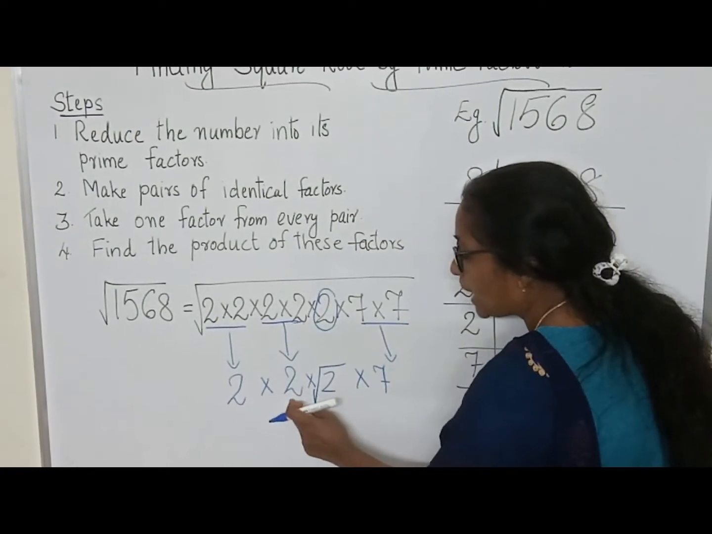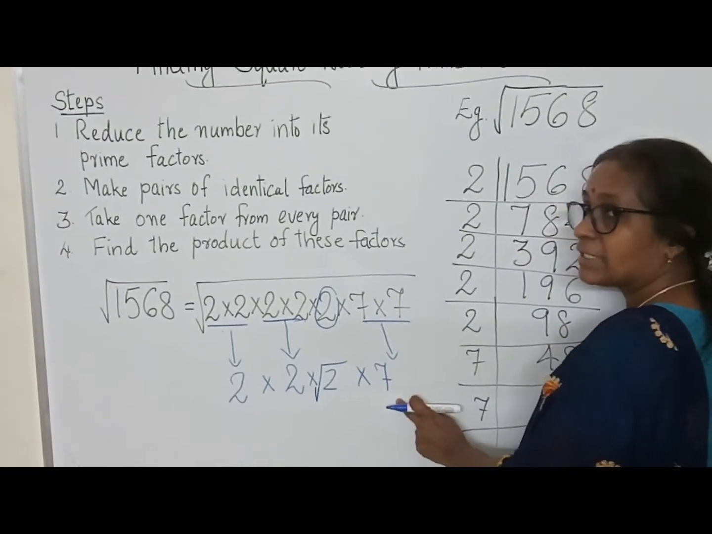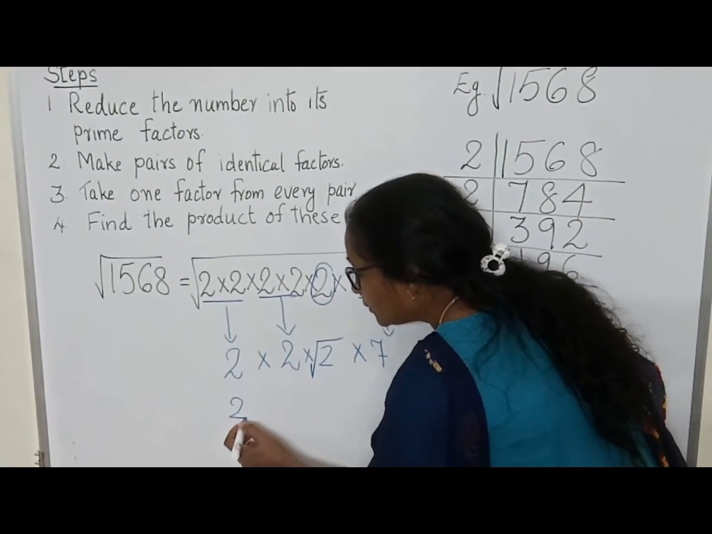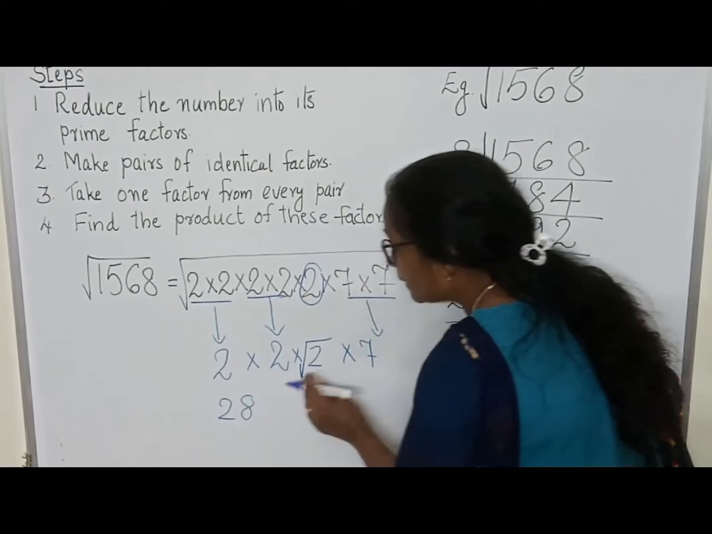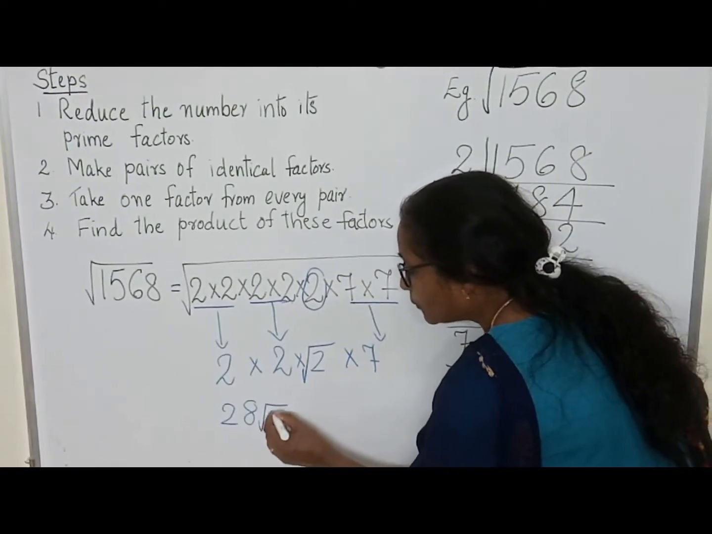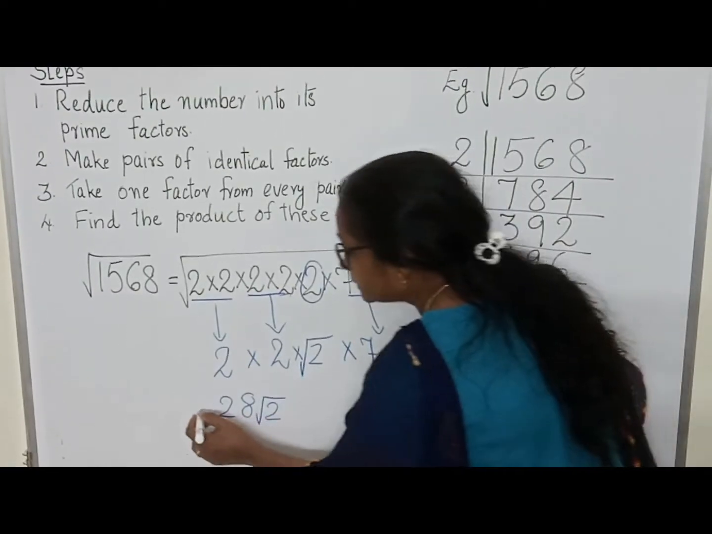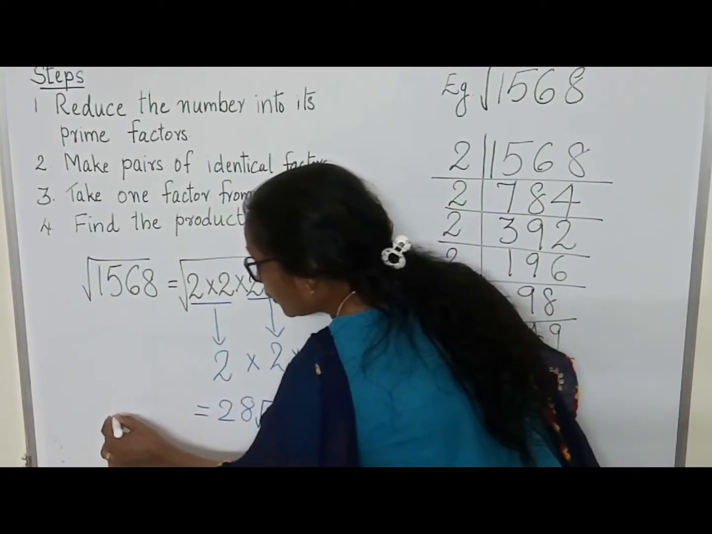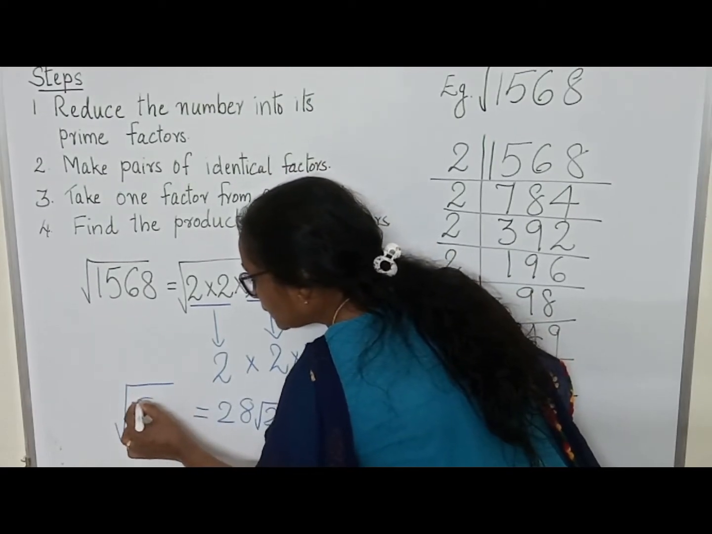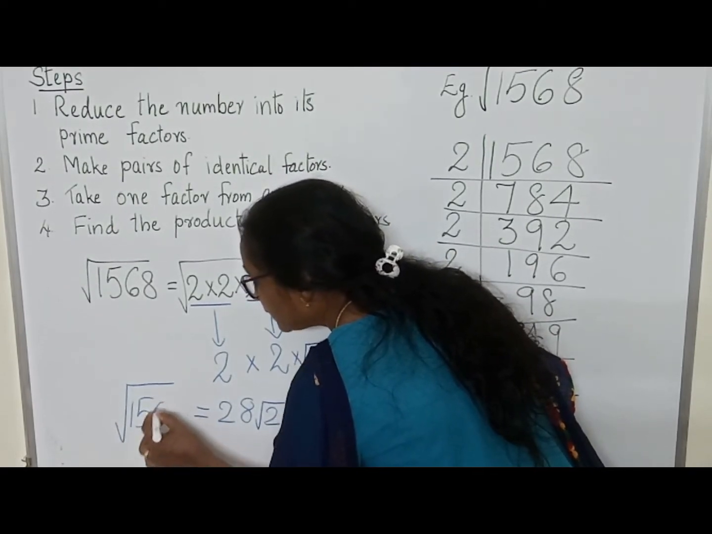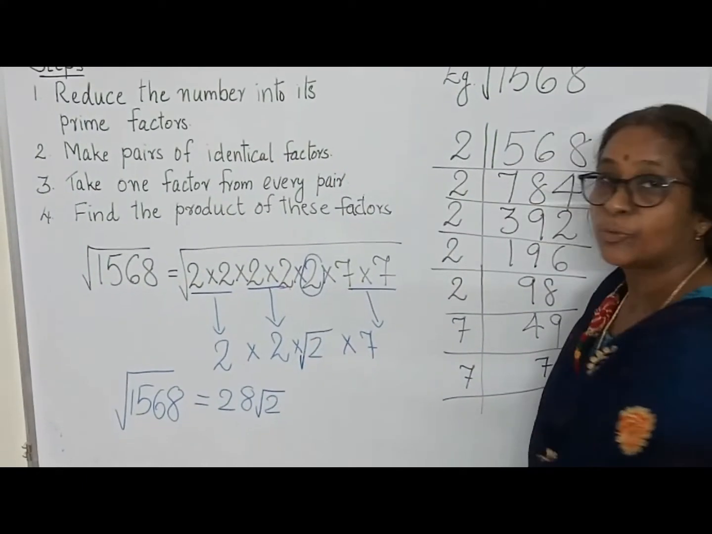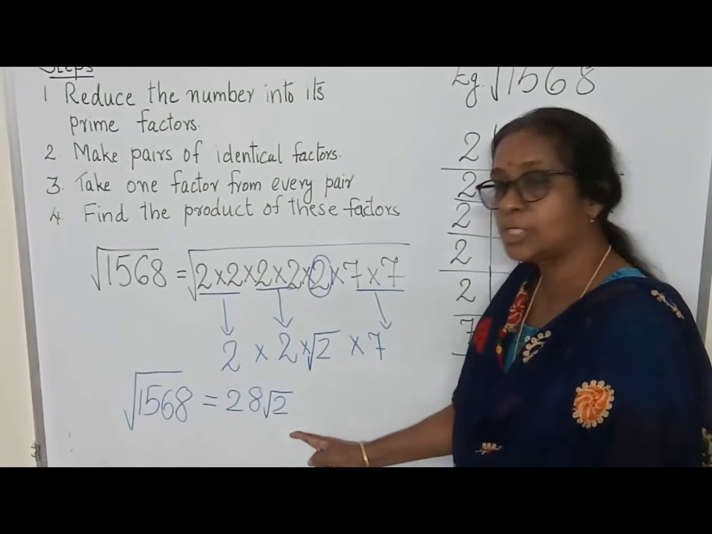So 2 2s are 4, 4 7s are 28. So we get 28, and then we have this root 2. So we write it as root 2. So the square root of 1568 is equal to 28 root 2.